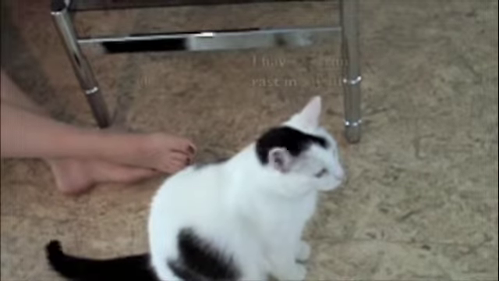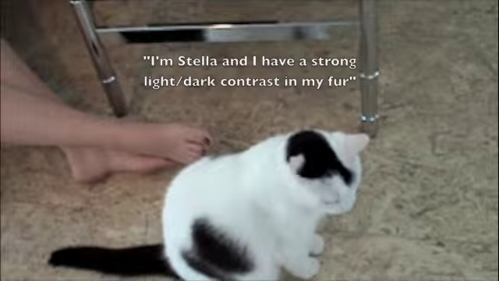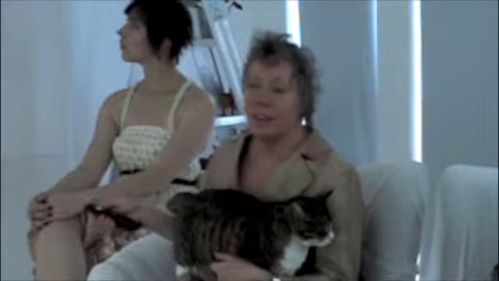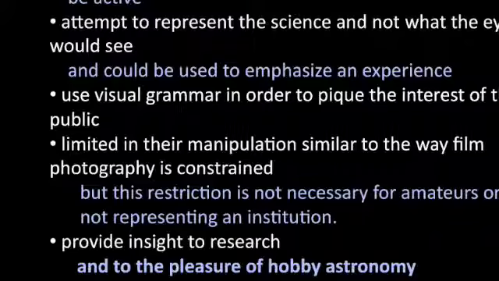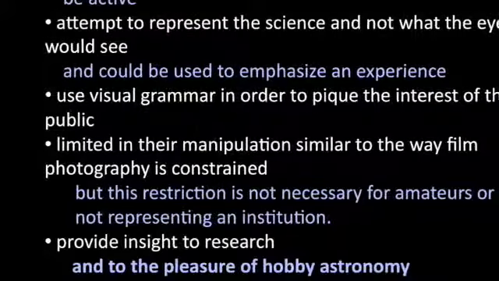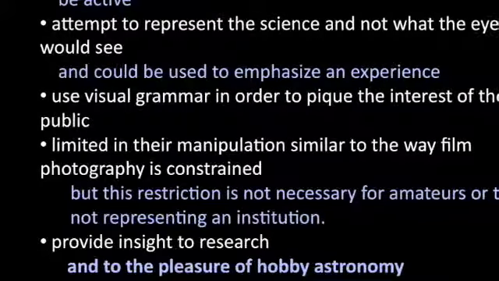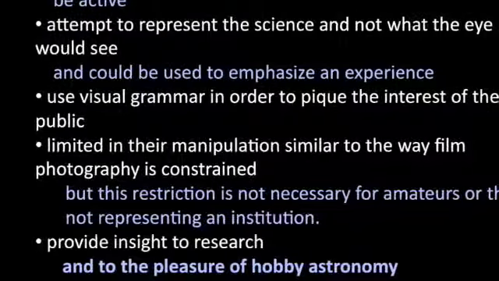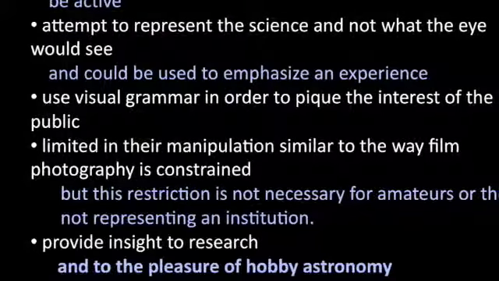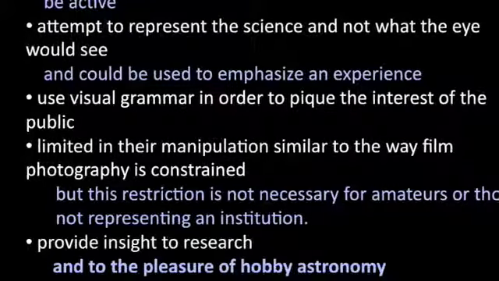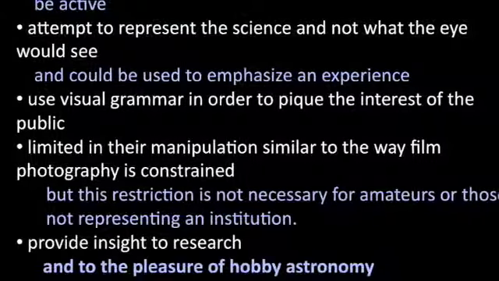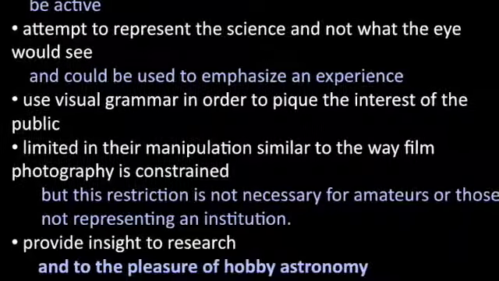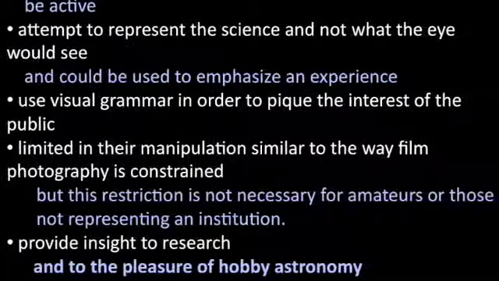And what we should probably try to do is represent the science in your data and not what the eye would see. And you can also use it during this year to emphasize an experience that you have when you work on your data and share that experience with others. I hope you've learned something here so that you can use visual grammar in order to pique the interest of the public, have them look at your image for longer. You may consider limiting the manipulation, but if you're not representing an institution and only representing yourself, go wild, have fun. Hopefully this will also provide insight to your research and to the pure pleasure of doing public astronomy.